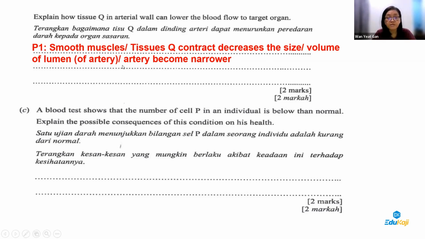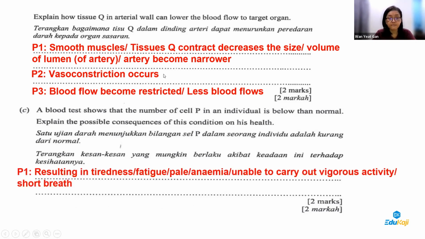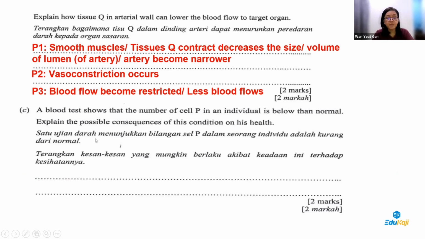So the artery becomes narrower. We say vasoconstriction has occurred. That means the artery has undergone vasoconstriction. That will reduce blood flow, and therefore blood flow becomes restricted. Okay, let's see the next question.